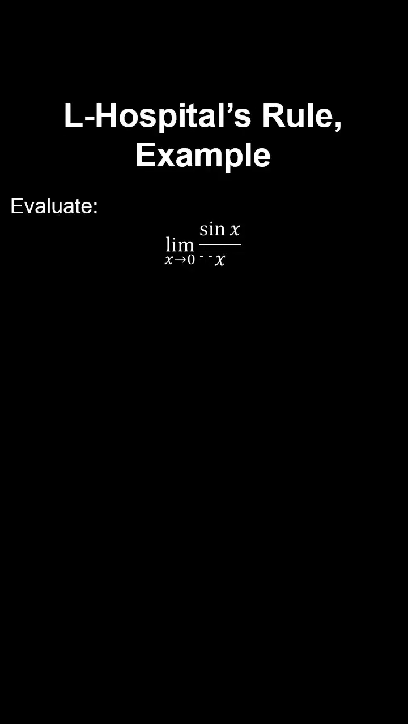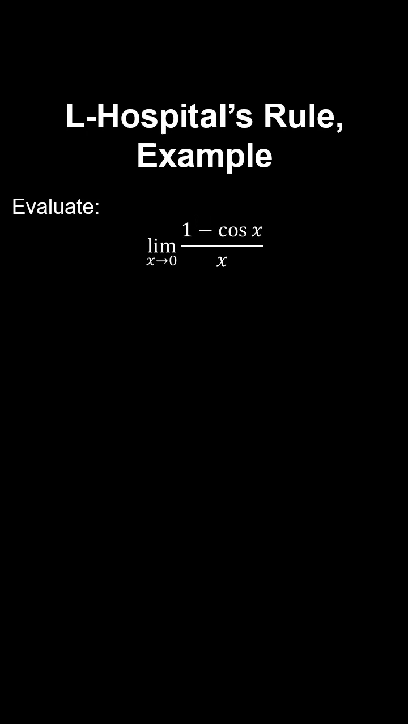We've evaluated this pretty standard limit previously using the squeeze theorem, and now let's evaluate it using L'Hopital's rule. So we can see that this is an indeterminate limit of the form 0 on 0, so we can take the derivative of the functions in the numerator and denominator. And therefore, we obtain cosine 0, which is the same result we got using the squeeze theorem.